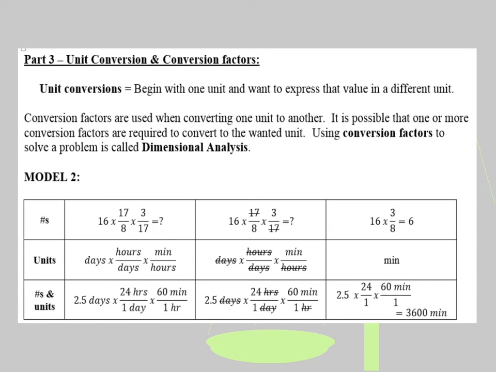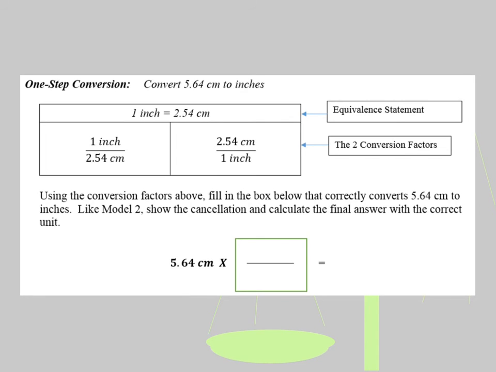Now you get to practice one-step conversions, two-step conversions, and multi-step conversions. You will get to figure that out in the next few slides. Okay, so here is a one-step conversion. This problem asks us to convert 5.64 centimeters to inches. I have given you the equivalent statement: 1 inch is equal to 2.54 centimeters. And I've also given you the two conversion factors: 1 inch over 2.54 centimeters, or 2.54 centimeters over 1 inch.